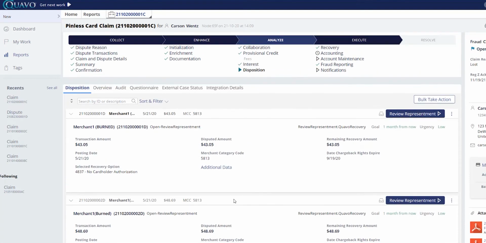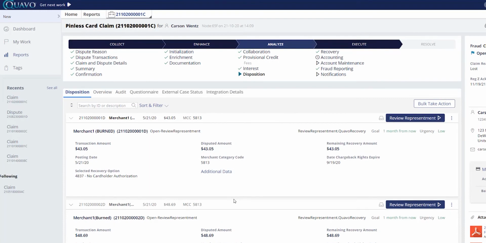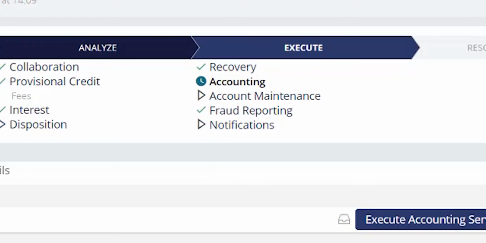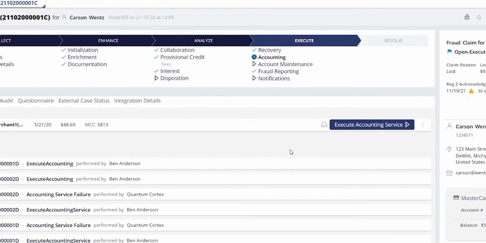As we continue forward, the last steps in the execute stage are as follows. The accounting step is used to track the completion of accounting taking place between QFD and the system of record and/or cardholder. This can take the form of temporary credits, fees and interest refunds, as well as a denial of the claim. QFD does not, however, process the settlement accounting between the associations and the financial institutions. This process would continue business as usual as it is being handled currently in your system.